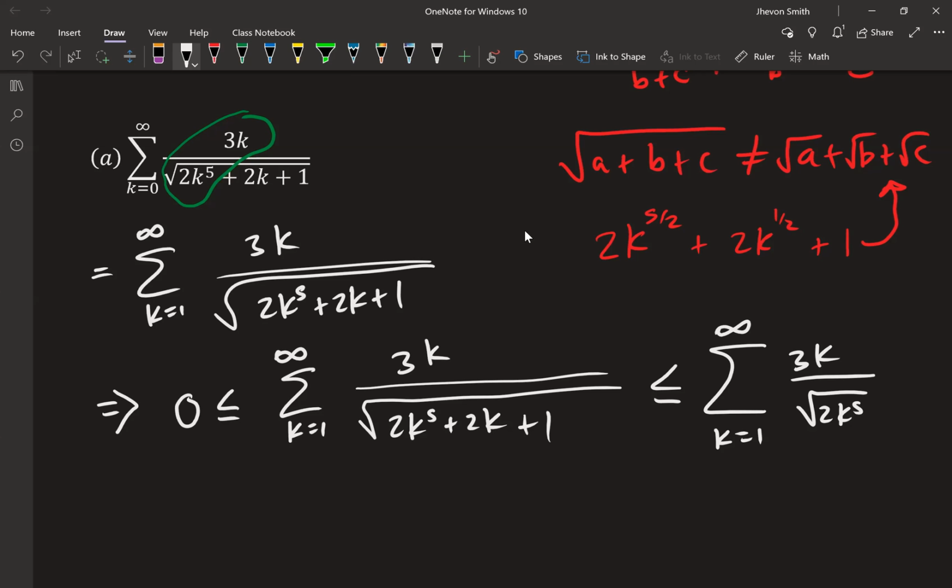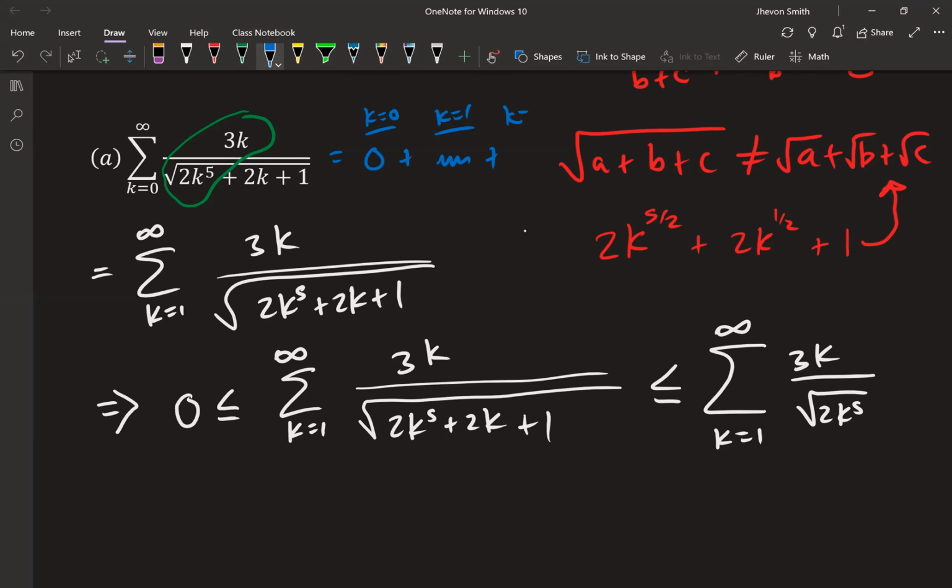Why can I go from k equals 0 to k equals 1? Well, look at this original series here. What happens when I plug in k equals 0? I get 0 over 1, right? I would get 0 in the numerator, and there's a plus 1 in the denominator. I would get 0. Plus, then I'd plug in k equals 1, and then I'd get something else.